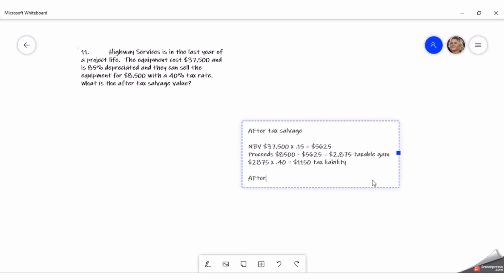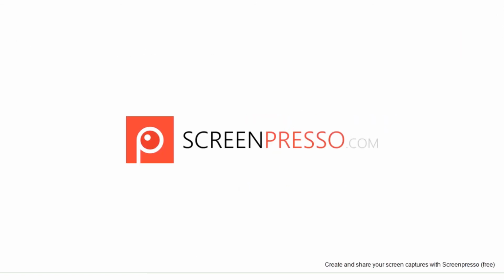So then our after-tax proceeds, salvage value, is going to be the $8,500 minus the $1,150 that we owe the IRS. So that is $7,350, and that's our after-tax salvage value. Okay, so that is it then for test 2. Again, probably the hardest test, has the most computations, and you got to be real fluent with using that cash flow function.